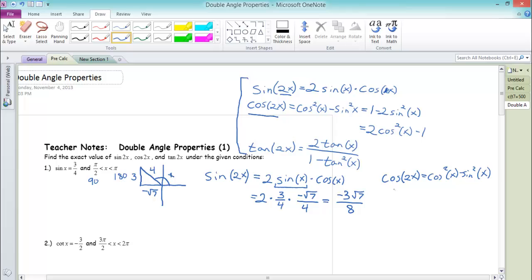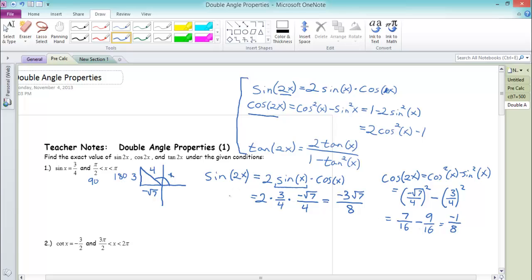Okay. Well, I know that the cosine of x was negative root 7 over 4. So I'll square that. And when we square a fraction, we square both the numerator and the denominator. And we'll subtract that from 3 over 4 squared. So that gives us 7 over 16 minus 9 over 16, which will come out to negative 1 over 8.